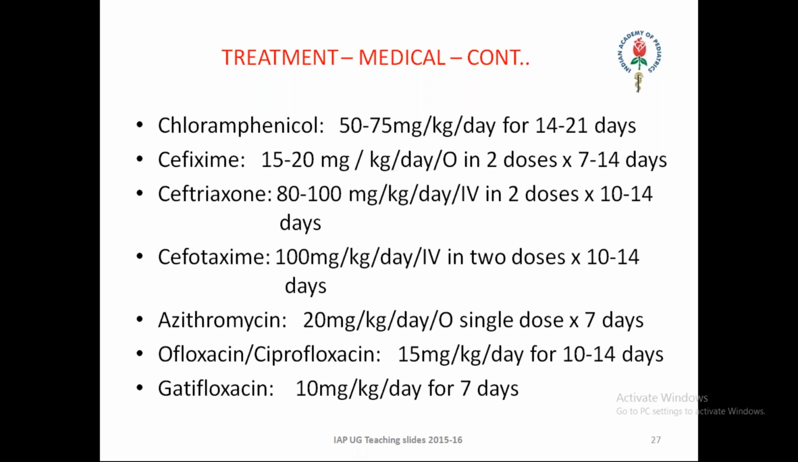Azithromycin 20 mg per kg per day single dose for 7 days. Ofloxacin or ciprofloxacin 15 mg per kg per day for 10 to 14 days, and gatifloxacin 10 mg per kg per day for 7 days. So mostly we give for at least 2 weeks except azithromycin and gatifloxacin. Azithromycin you should use only for 1 week.